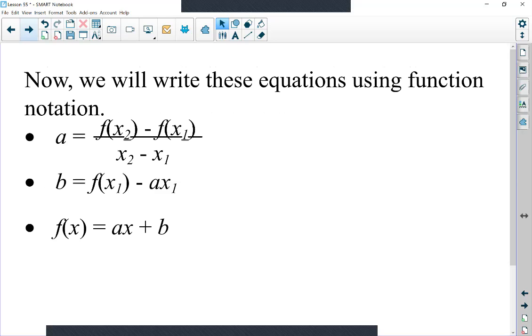So some books and your graphing calculator, if you use linear regression, they'll do y equals ax plus b. So you might see a as the slope. It's the difference in our function values. Again, f of x2 minus f of x1 is just the same as y2 minus y1, just in function notation rather than variable notation, over x2 minus x1. So that, again, that's slope.